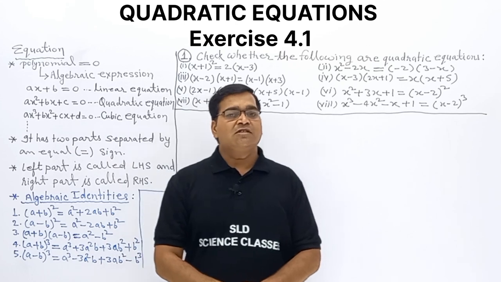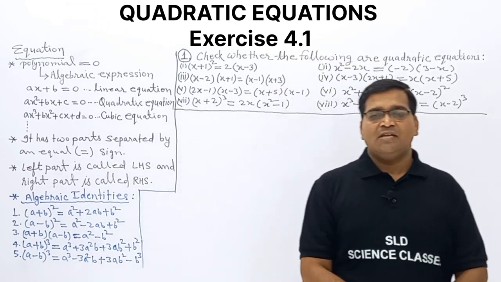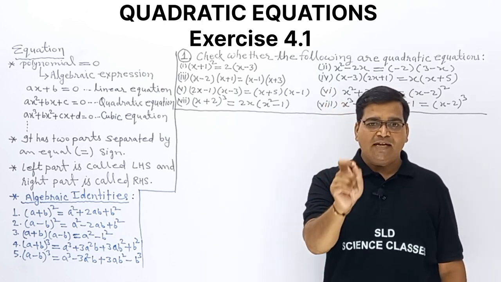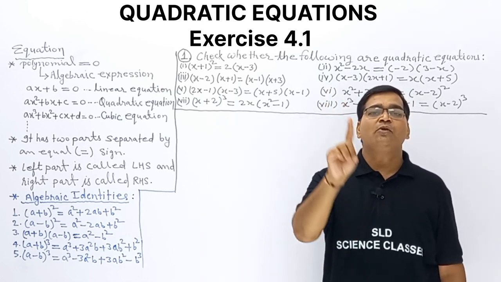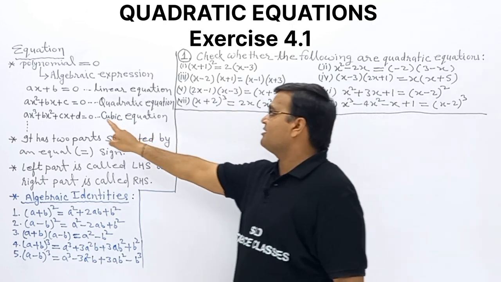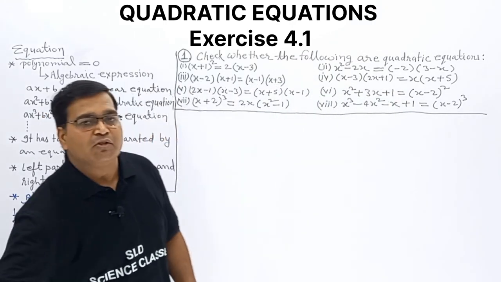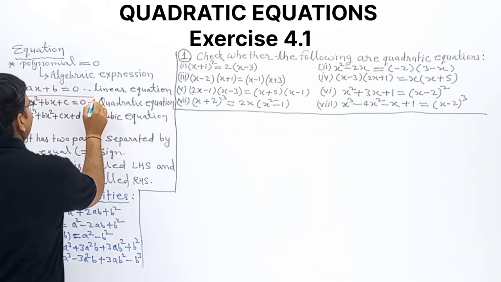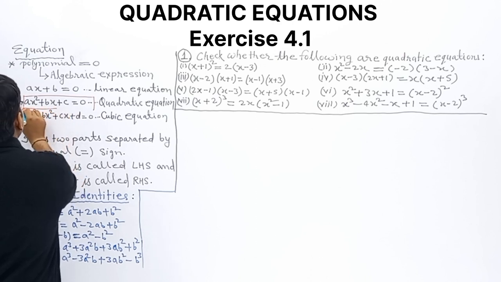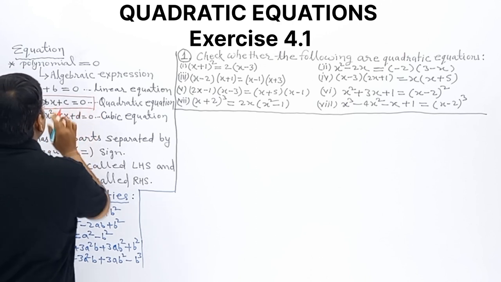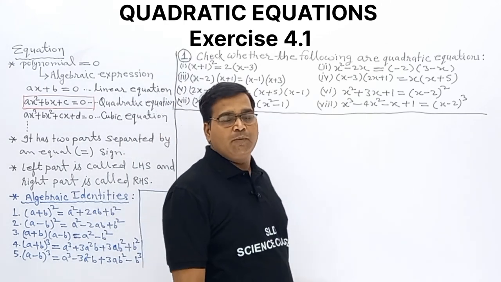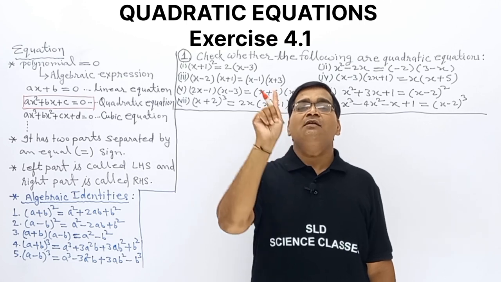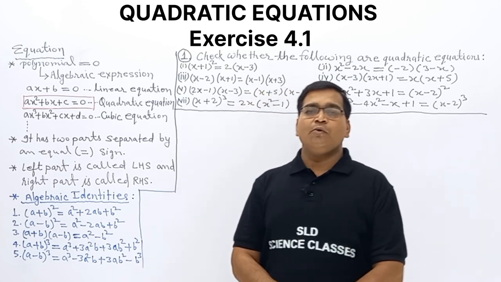So in this chapter number 4 is quadratic equation. In the quadratic equation, quadratic polynomials should be equal to 0. Like this, ax square plus bx plus c equal to 0. If a quadratic polynomial is equal to 0, then what we are getting? Quadratic equation.